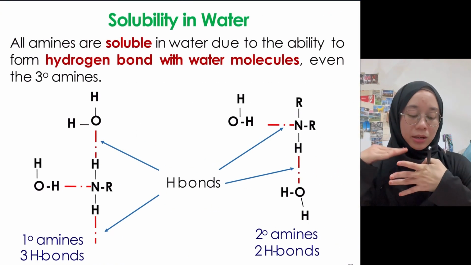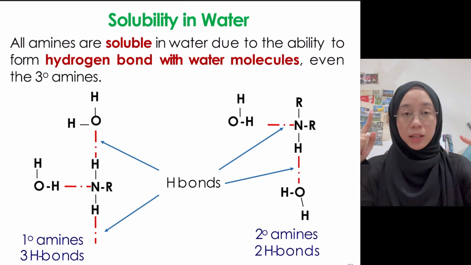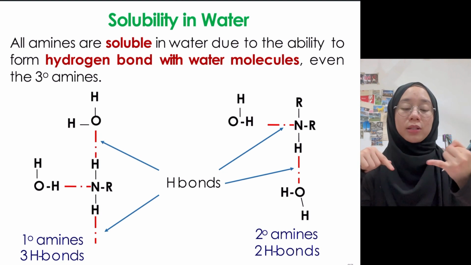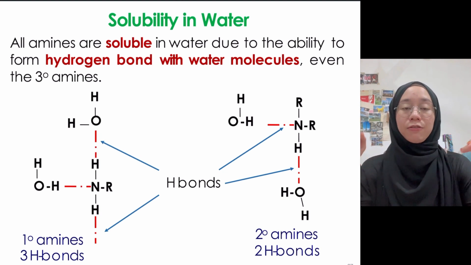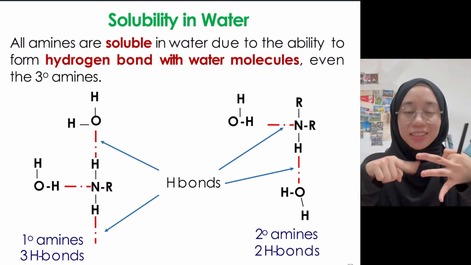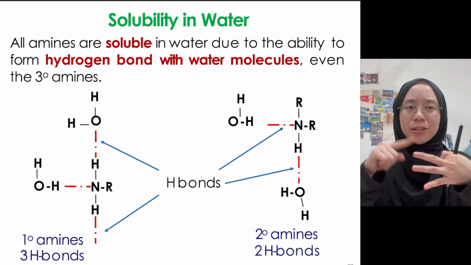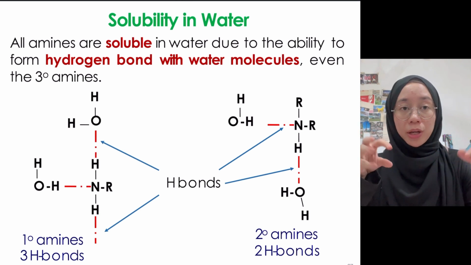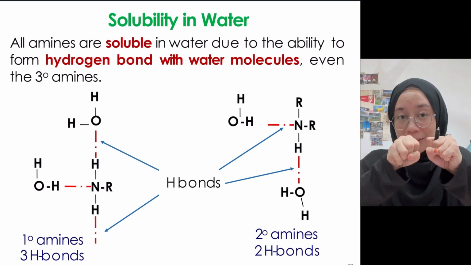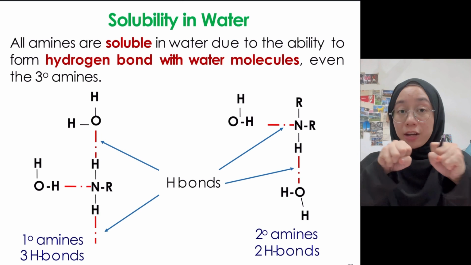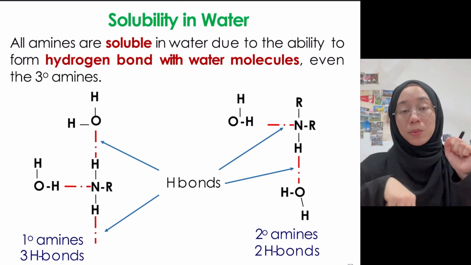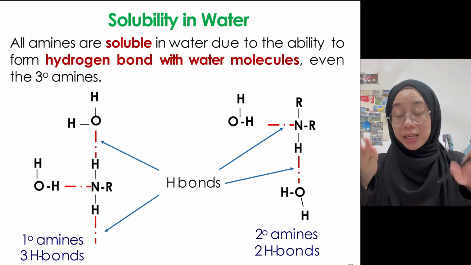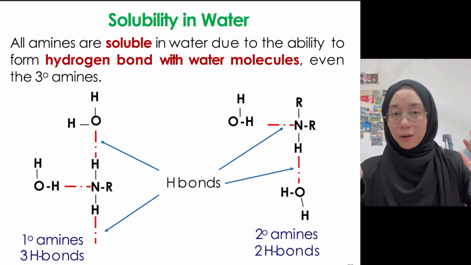So all amines they are soluble in water due to the ability to form hydrogen bond with water. So primary boleh form hydrogen bond with water, secondary amine boleh form hydrogen bond with water, tertiary amine pun boleh form hydrogen bond with water. Jangan confuse dengan yang boiling point tadi. Boiling point we are talking about tertiary amine dengan tertiary amine sendiri. That's why dia tak boleh nak form hydrogen bond. Tapi now solubility we are talking about the tertiary amine with water. Okay, so tertiary amine with water dia boleh form hydrogen bond.